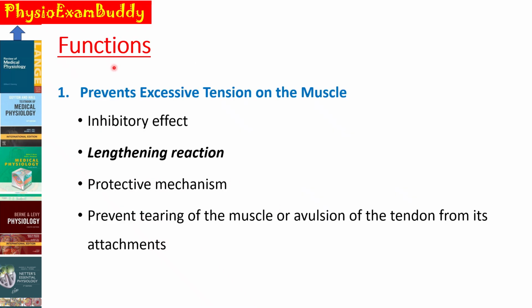Now about the functions of the inverse stretch reflex. The main function is to prevent excessive tension from developing in the muscle, because of the inhibitory effect of this reflex. This reaction is also known by another term, the lengthening reaction. Basically, this inverse stretch reflex is a protective mechanism that helps prevent tearing of the muscle or avulsion of the tendon from its attachment, because of the inhibitory interneuron present in this reflex.